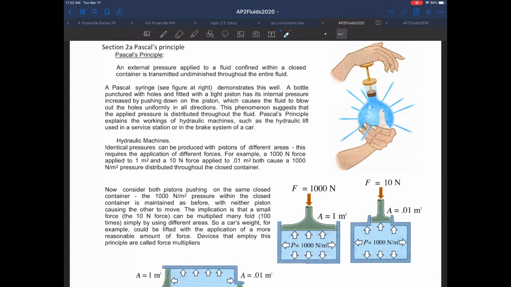Thus, if you were to think about pushing down here, the reaction is that the water will come out of all of these small holes. And so the pressure that happens inside of our bottle is uniformly distributed throughout the fluid. And thus the evacuation speed throughout all of our holes in this example is equal. The idea of the pressure being equal inside of the container is called Pascal's principle.